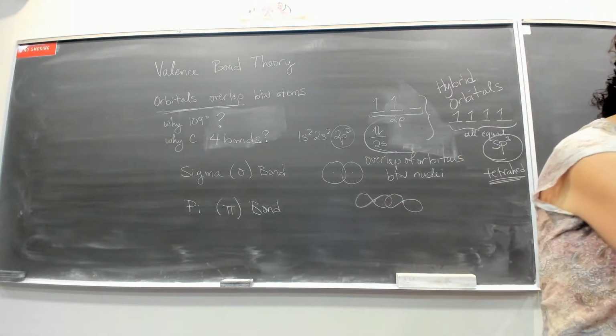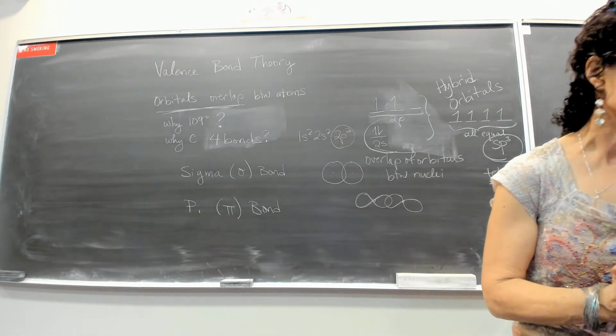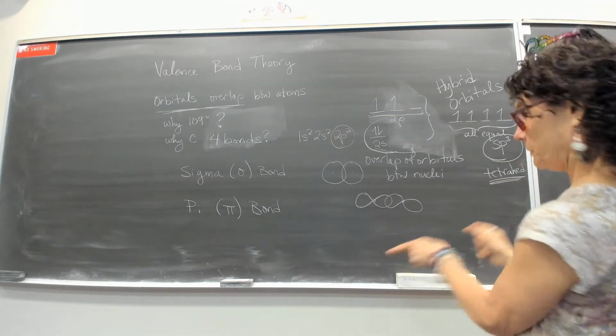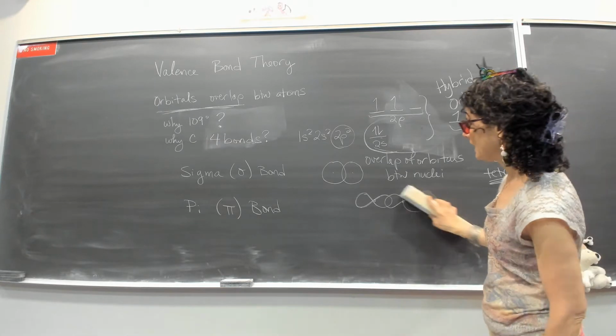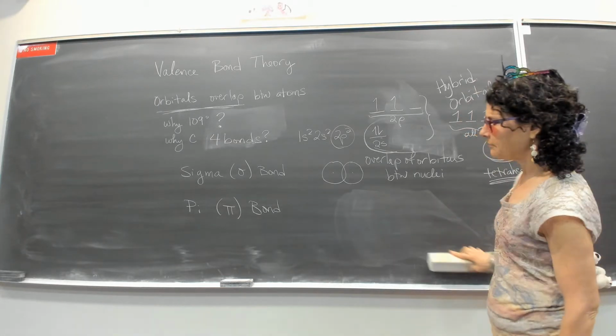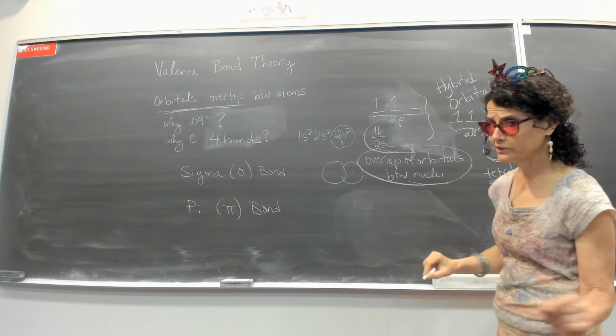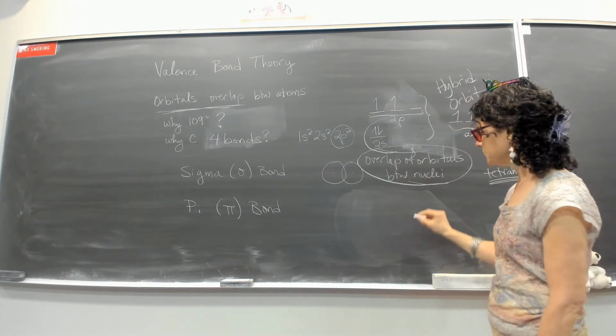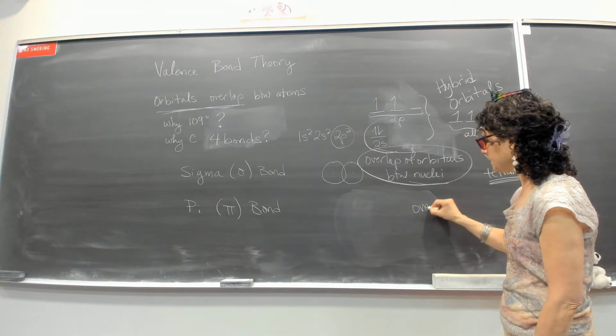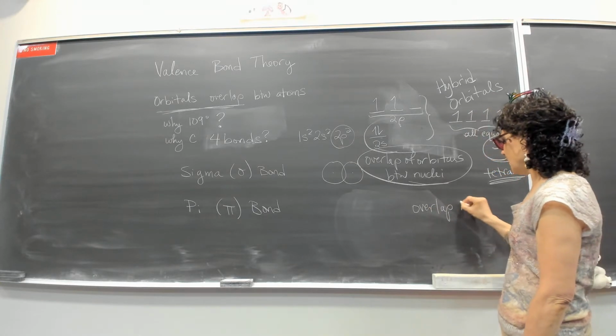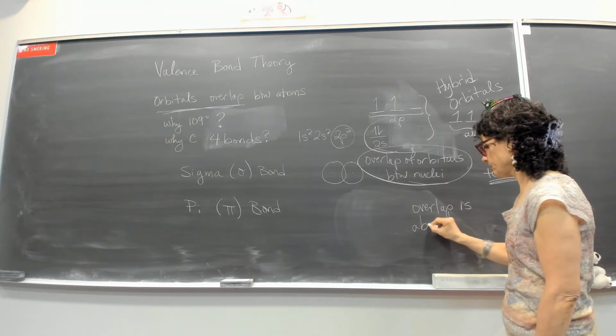And so that's what my examples are at the bottom of the page. Before we move to those examples, though, let's talk about pi orbitals. Sigma is the orbitals overlapping between the nuclei. A pi orbital is when the overlap is above and below.